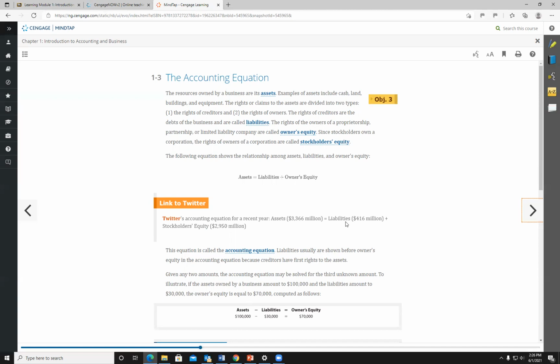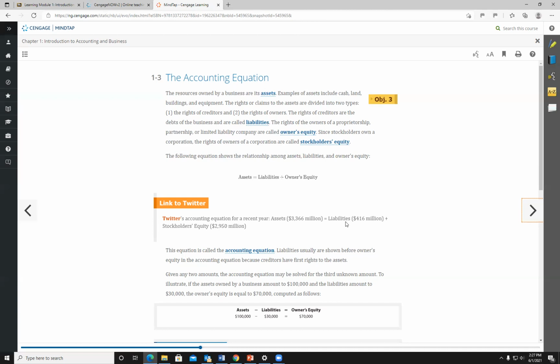Now, the rights of owners of a proprietorship, partnership, or limited liability company are called owner's equity. So all of your assets, less your liabilities, becomes the rights of owners, your owner's equity. And of course, if it's a corporation, then the owner's equity is called stockholders' equity.